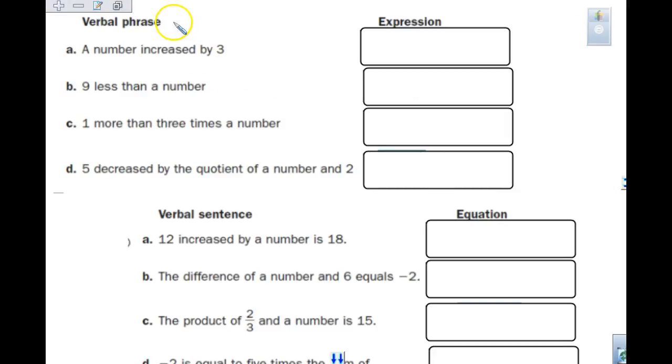So these are verbal phrases, right? These should have no what? No equal. Verbal sentences must have equal. I would like you to read each one and try and write it out right now on your own. And then I'm going to be having you check quietly with your shoulder partner after you've done those first phrases, and we're going to put them up.